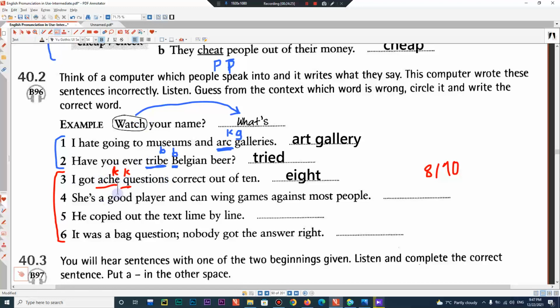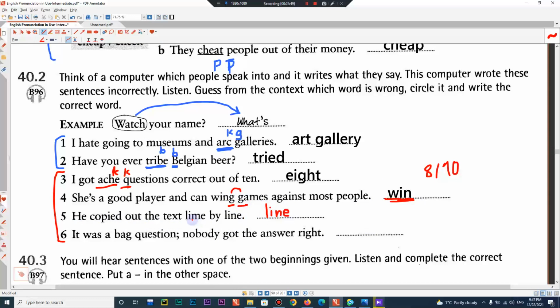The next one: "She's a good player and can win games against most people." So of course it's "win," not "wing." The only reason the computer got G is because the speaker used G to get closer to the next consonant. But it's actually "win." That's the word. Number 5: "He copied out the text line by line." Of course, this is "line by line."